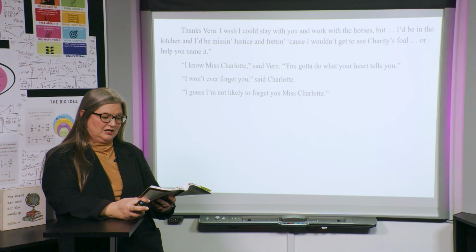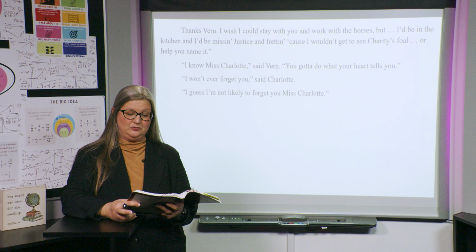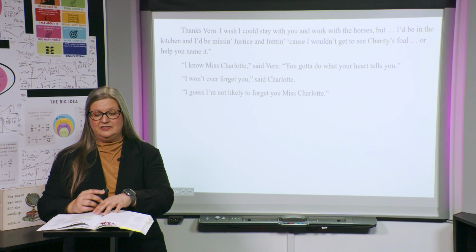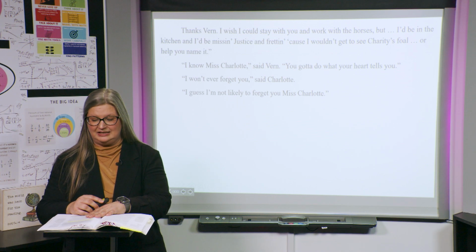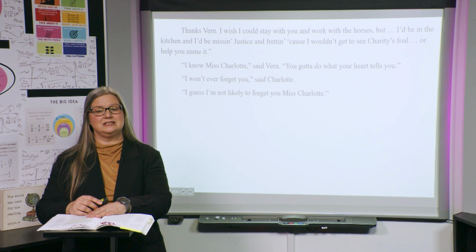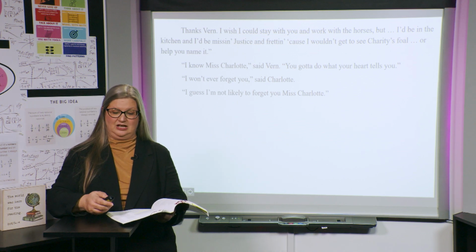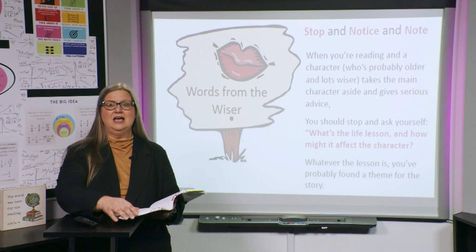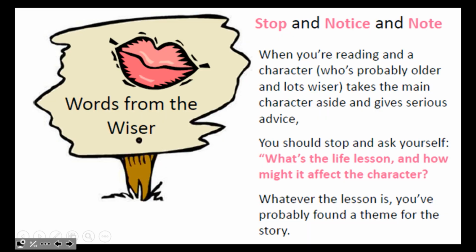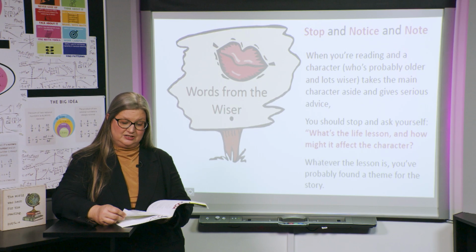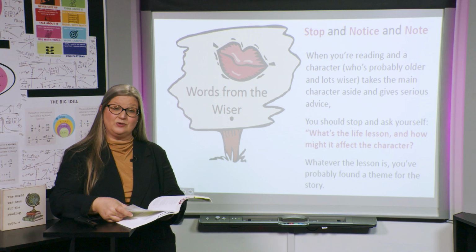I'm going to stop here in this scene in which an older and wiser character has offered advice to the main character. The advice I'm hearing Vern give Charlotte is, you got to do what your heart tells you. When authors create such a scene, you need to stop and ask yourself, how might this advice help the character? How might it affect the character? Whatever that lesson is, you've probably found a theme for the story. So at this moment, the words may help her muster the courage to take the risk of running.